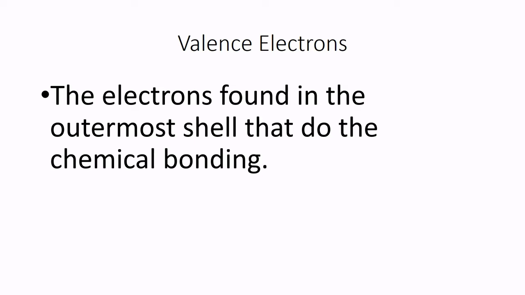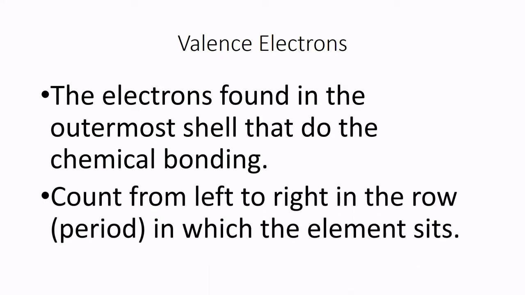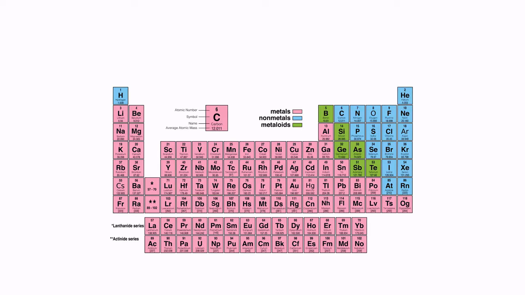All right, so let's go ahead. There's one real key rule that we're going to follow. And that is that in order to find the number of valence electrons, we're going to count from left to right on the periodic table in the row, or another term for it is period, in which the element sits. So let's go to the period and take a look at this. If you look in the top left-hand corner for the letter H, which is hydrogen, and I count from left to right, I'm only going to count 1. Therefore, hydrogen has 1 valence electron.